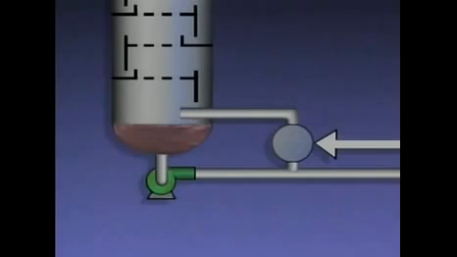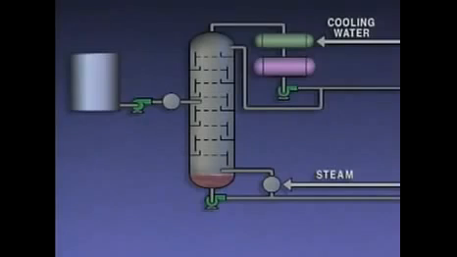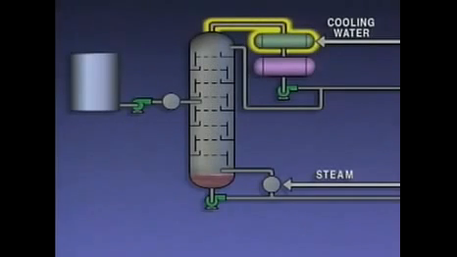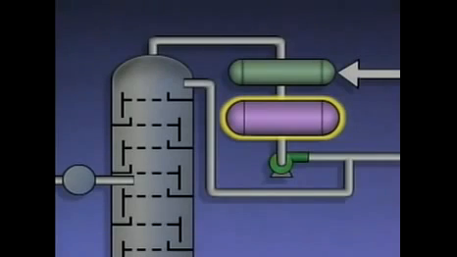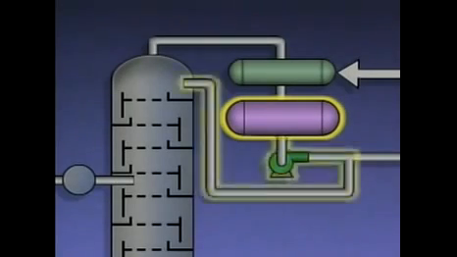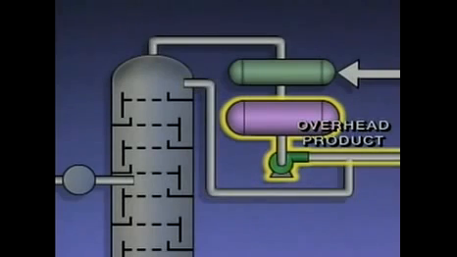The hot boil-up provides heat that's needed for the distillation process to take place in the tower. The vapors that rise up in the tower are routed to a condenser. The purpose of the condenser is to cool and condense the vapors into liquid. From the condenser, the liquid flows into a receiver or accumulator. The receiver provides a reservoir for the liquid. Part of the liquid from the receiver is pumped back into the top of the tower, and part of it is drawn off as the tower's overhead product.